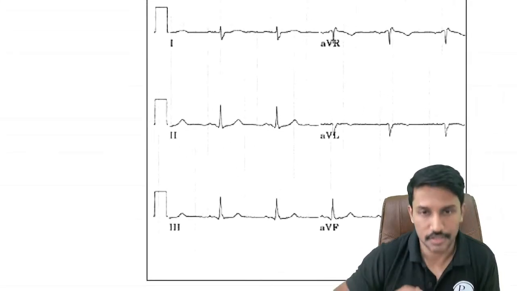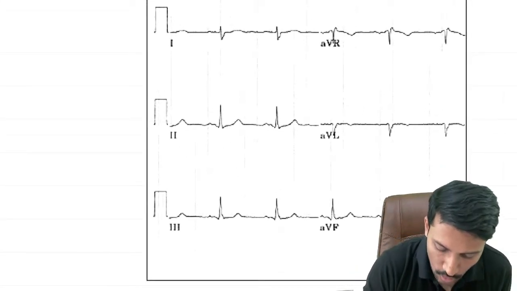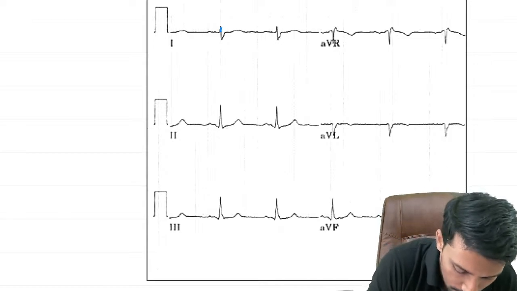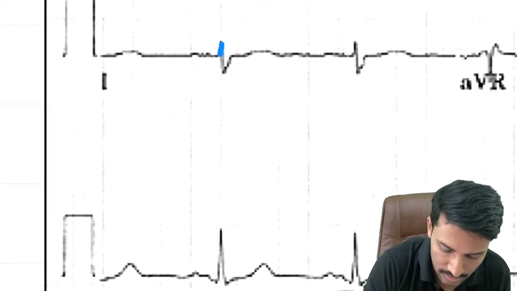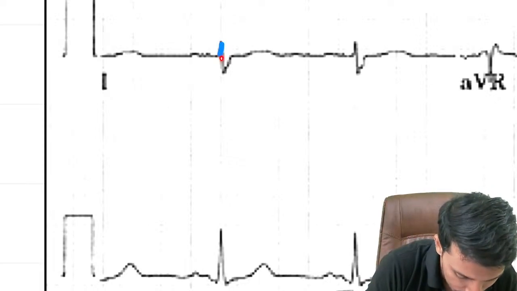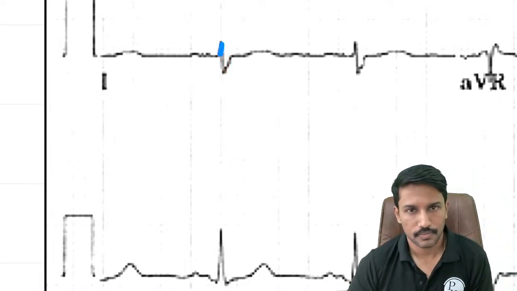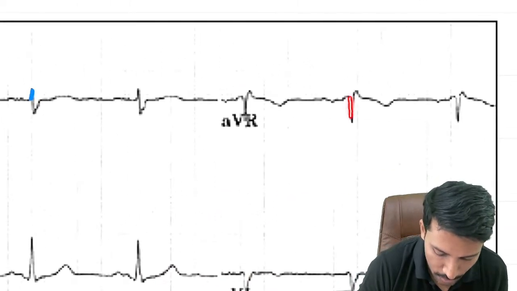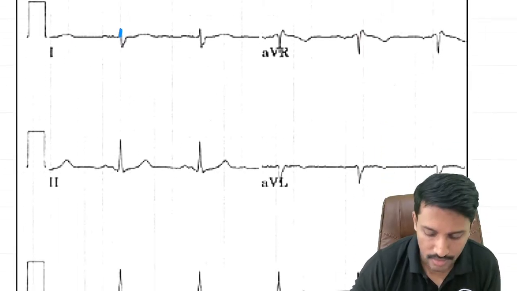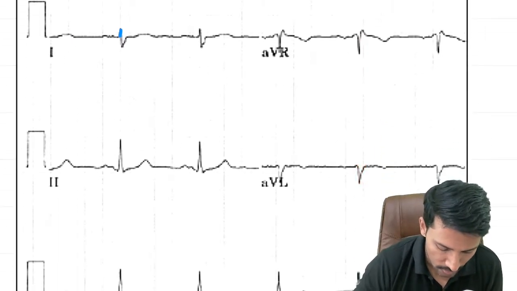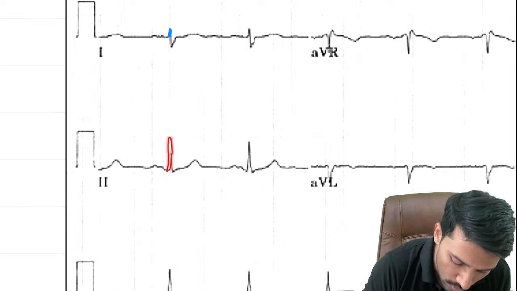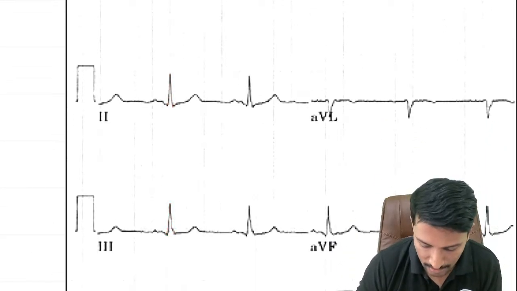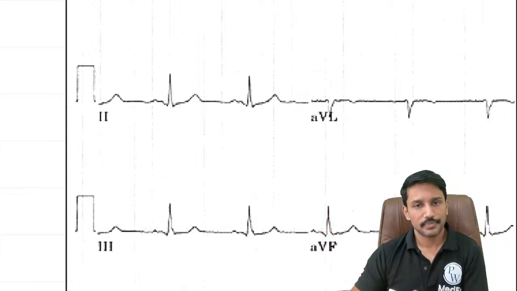Okay, now here is the ECG. When I see this ECG, each limb lead has a QRS complex. Like lead 1, there is an upright R and a negative S wave. Then when I look at the AVR, I have a predominant negative S wave. When I look at AVL, I have a predominant negative S wave. When I look at lead 2, I have a predominant positive R wave. Lead 3, also a predominant positive R wave. AVF, I have a predominant positive R wave.